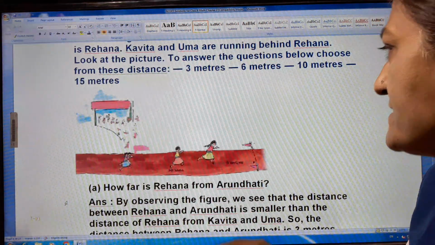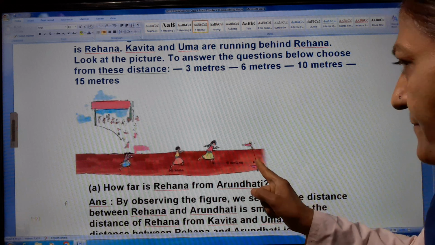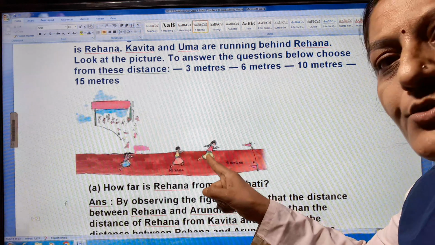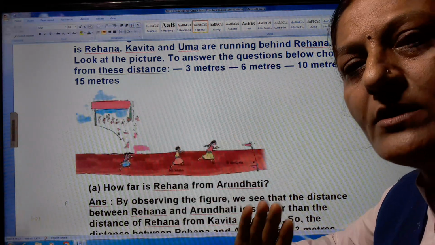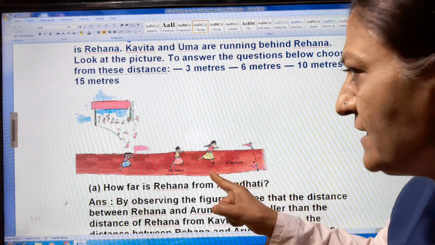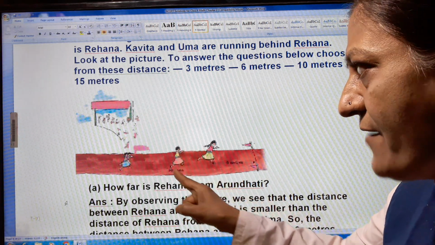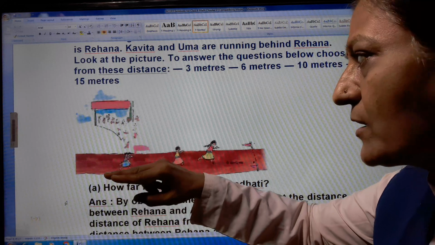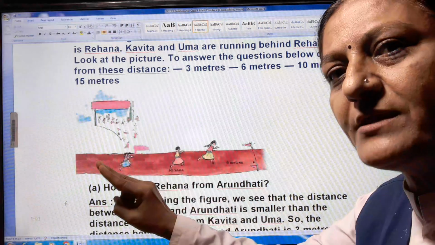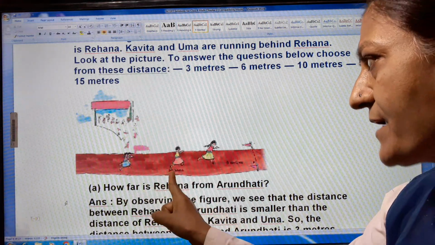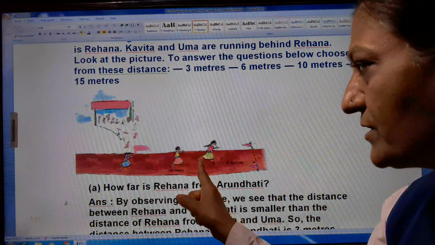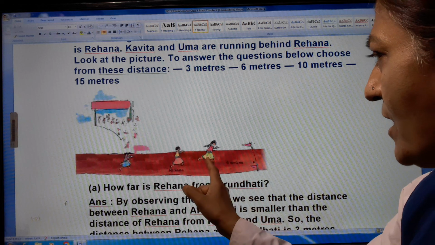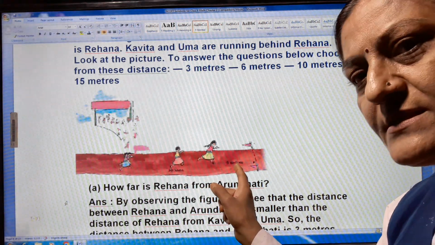Here is the finishing line, and from the finishing line, this is Arundhati. First I give the name of all the girls. This is Arundhati. This is Rehana. Here 2 girls are there, Kavita and Uma, running together. Here is Rehana and here is Arundhati. The distance between the finishing line and Arundhati is 6 meter.